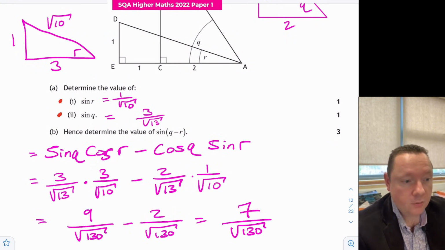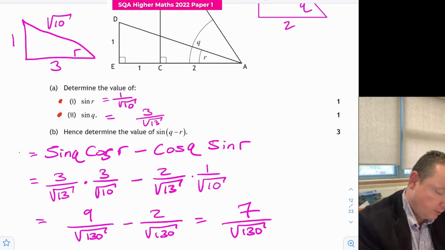So where do you get your marks for part B? If you wrote down sin Q cos R minus cos Q sin R, or you implied that by doing this, you get your marks.